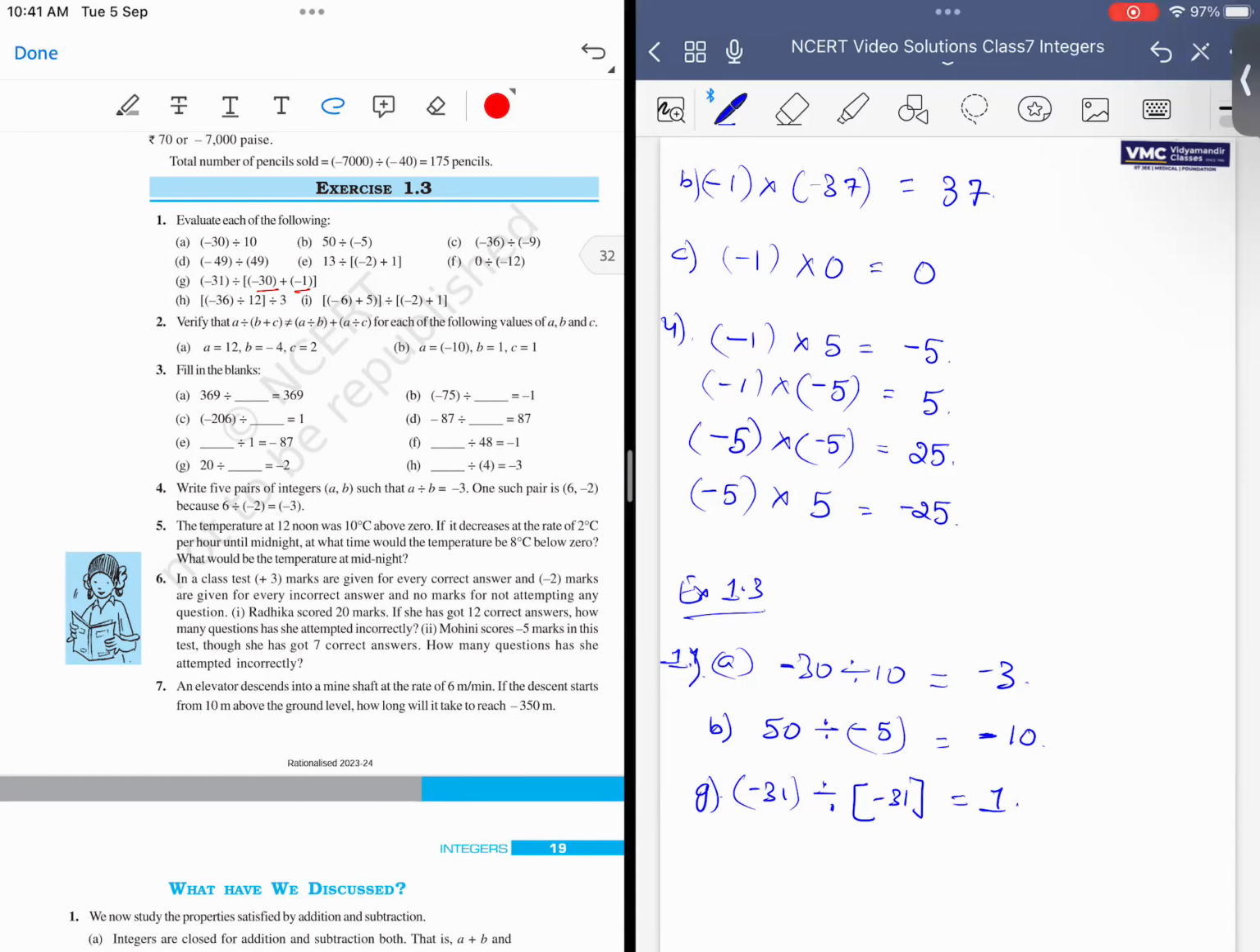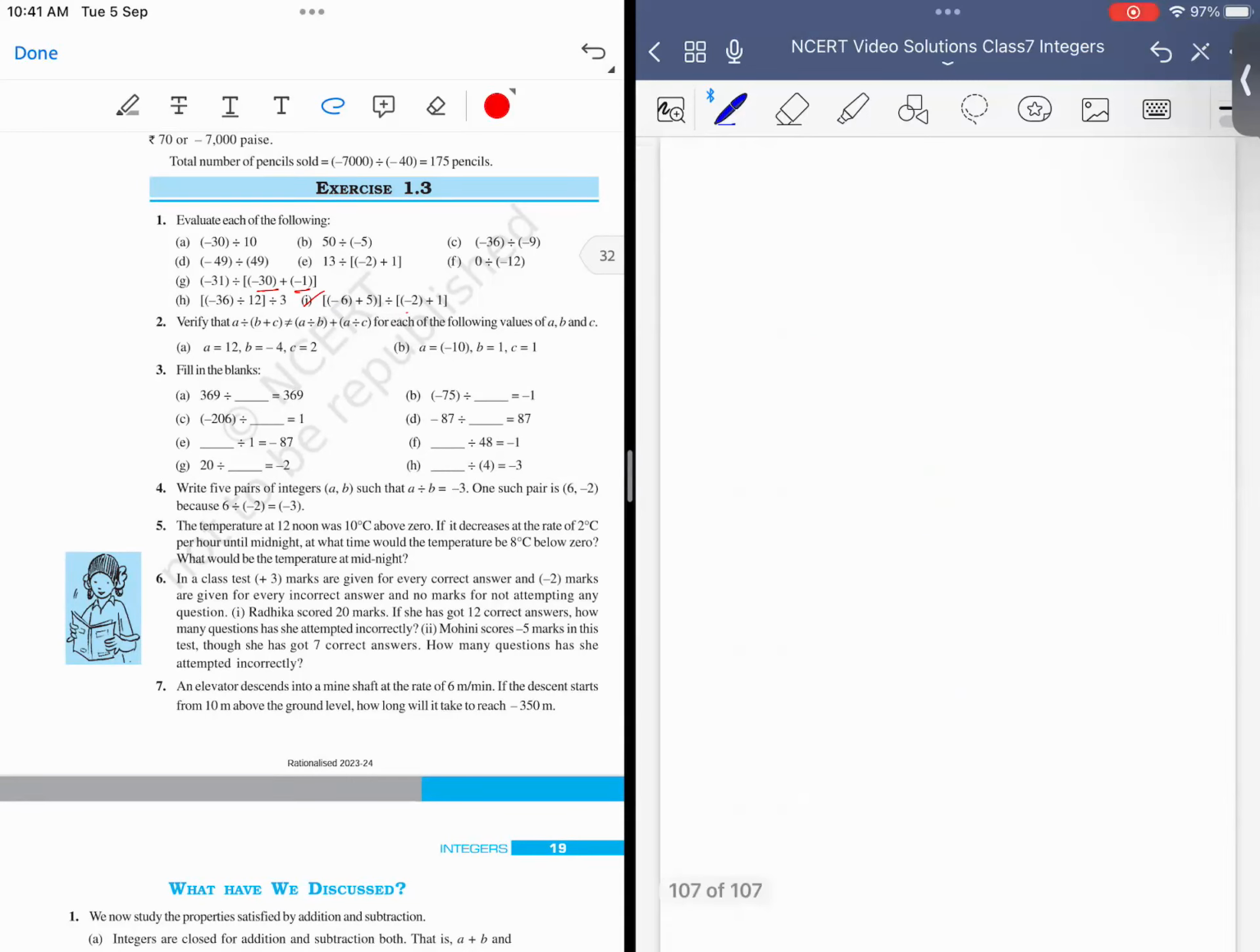Now look for I part, this one. So minus 6 plus 5, again what is there? Solve the first bracket. It will be minus 1 divided by minus 2 plus 1, again minus 1. So again this thing is what? A number divided by itself. So always again it will be 1.